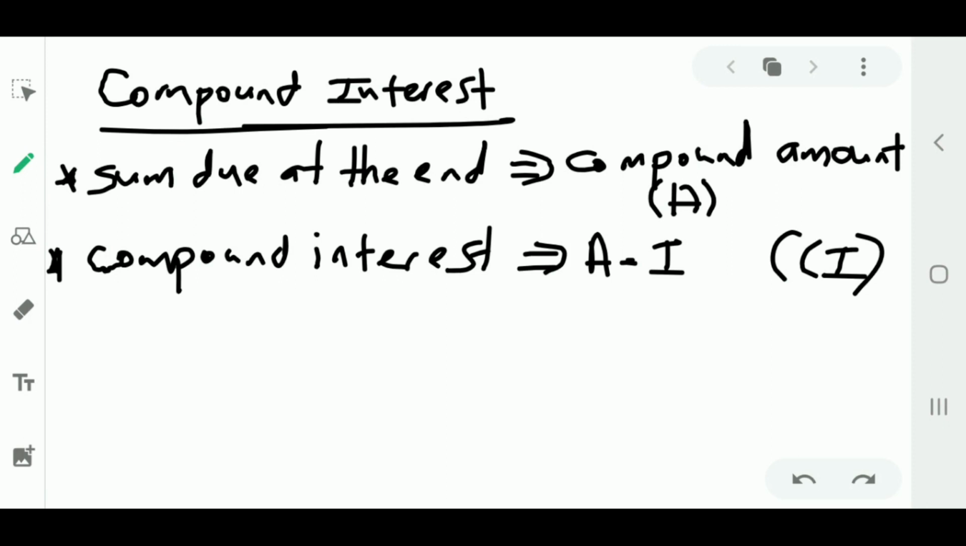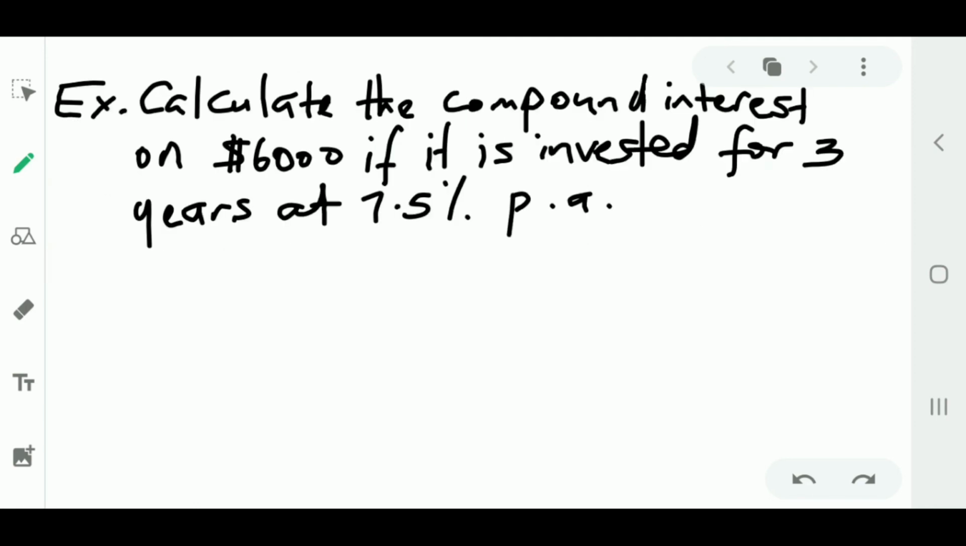So the general formula is A is equal to P times 1 plus R to the N, where A is the accumulation of principal, P is the principal invested, R is the rate of interest, and N is the number of periods. So now we're going to do this example here. Calculate the compound interest on $6,000 if it is invested for 3 years at 7.5% per annum.